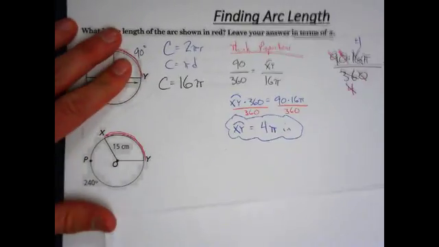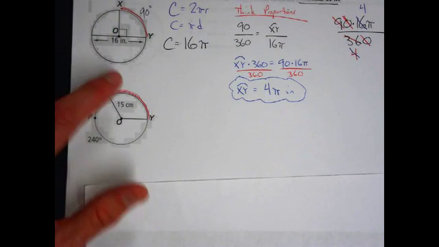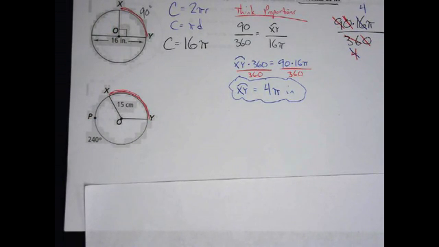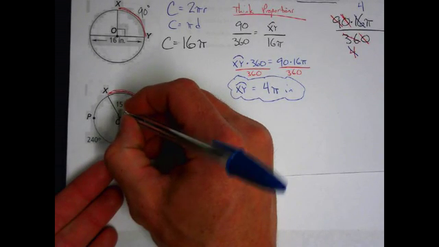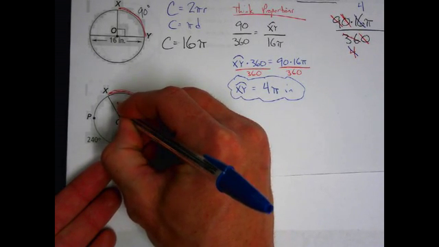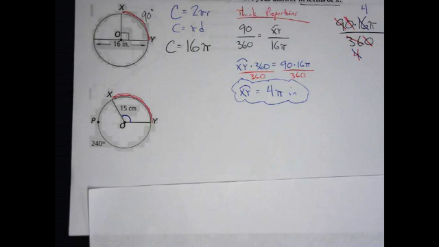Well, let's see if we can do the same thing on the next example. So again, we're going to look for the arc length in red, which is not what the actual textbook had, but I'm going to do this one a little bit differently. So we're still looking for the arc length in red. That means we need the degree measure of the arc. So that's interesting. We don't even have that. We don't have the degree measure of the arc. What do we have? We have the degree measure of the major arc that is not 240.